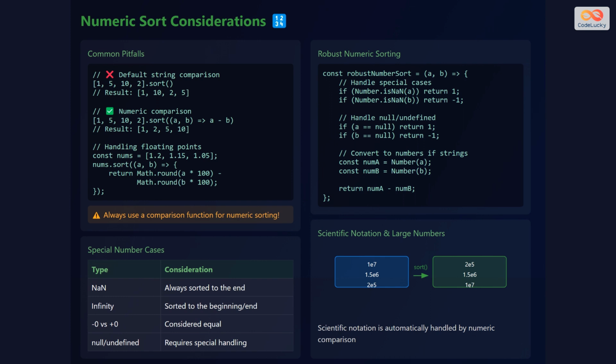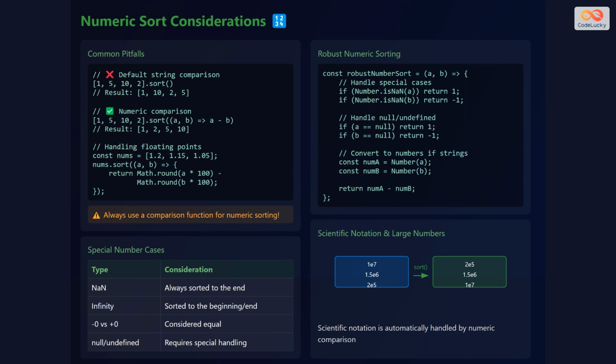Here are some common pitfalls. If you try to sort an array of numbers using the default sort, you get an incorrect result because the default sort method sorts elements as strings. To fix this, always use a comparison function for numeric sorting. When handling floating points, we can multiply and round the numbers to sort correctly.